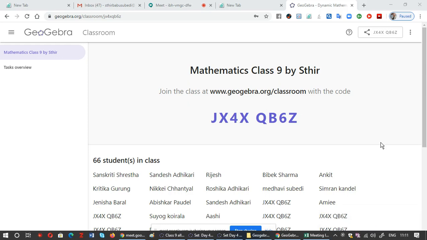We have to learn, we have to discuss, we can do some activities in this class, mathematics class 9 by Sthir. This is GeoGebra class. 72 students are enrolled. This is a class of the class subset. We have discussed in mathematics in previous classes what is universal set and what is subset. Dear students, I have created this subset class for particular tasks, particular relations, we can go through it.